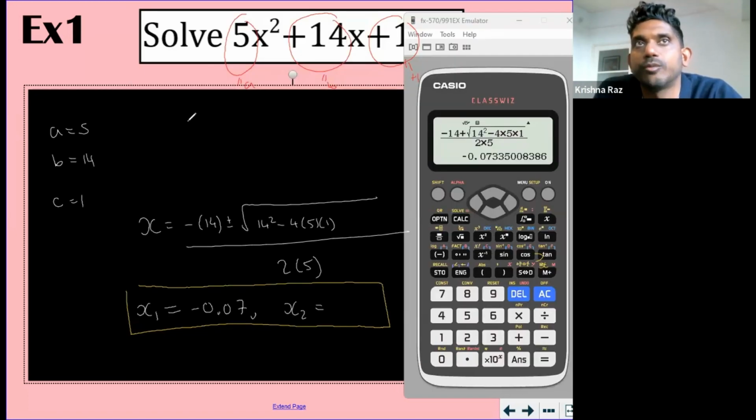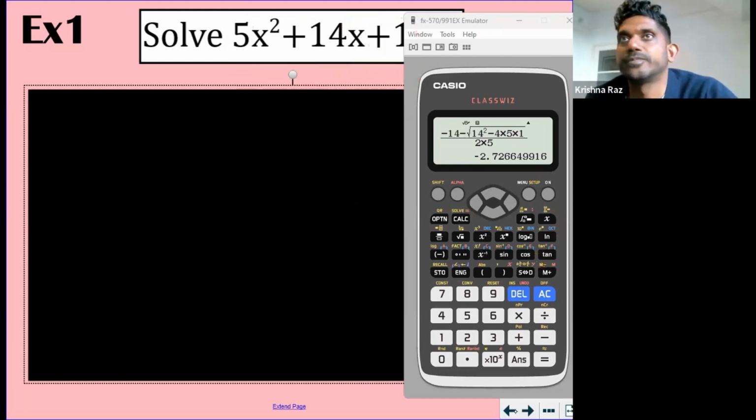And then if we cursor this along, we get a minus sign, and we get our other solution. So minus 2.73. Job done. So the solution to this equation is x equals minus 0.07, x equals minus 2.73. So that's the first example. Let's have a look at the second one.